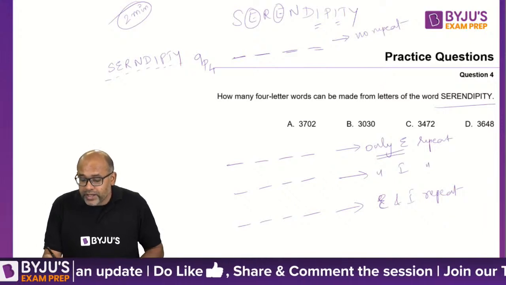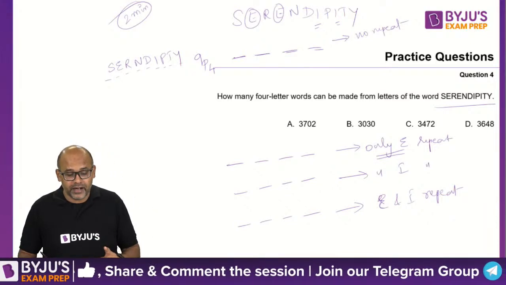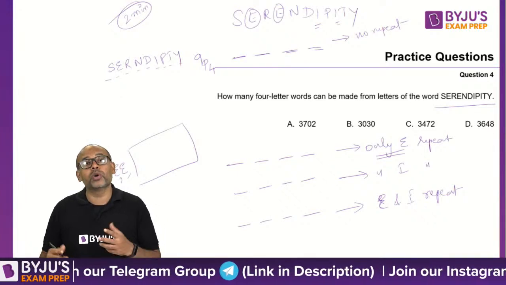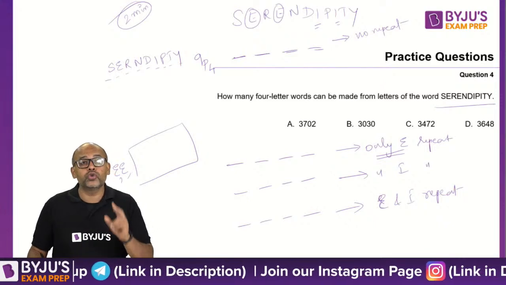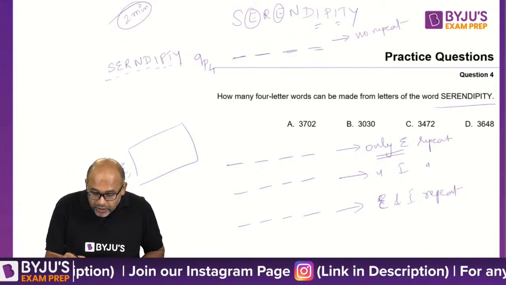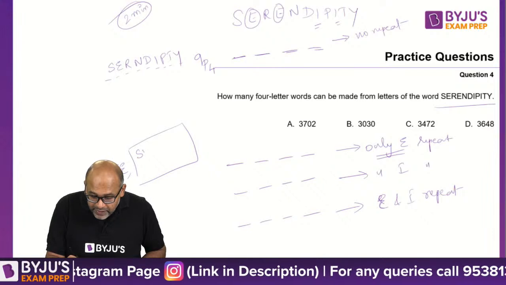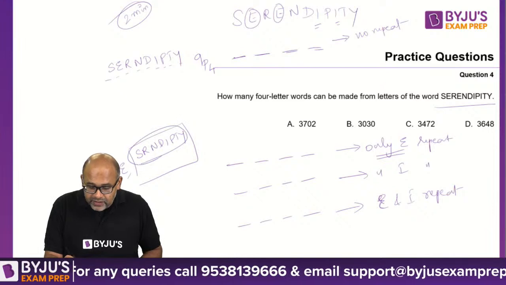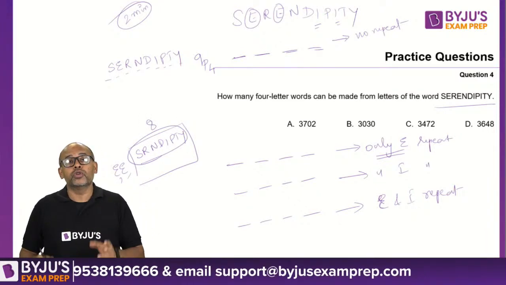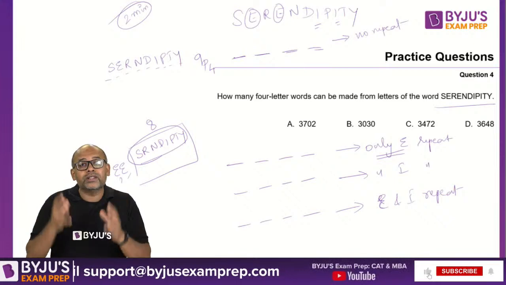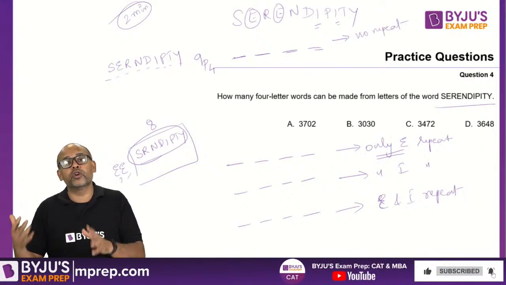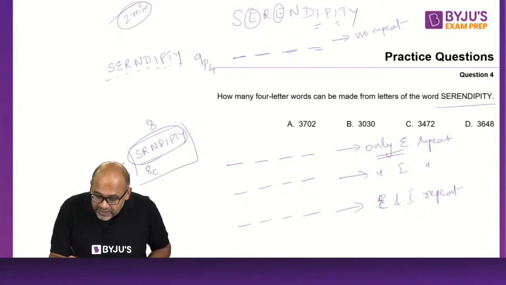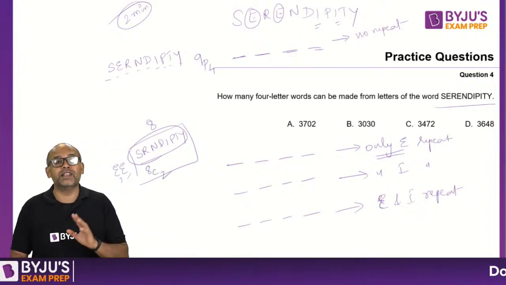Second part, only E is repeated. If E is repeated, we already have 2 E's, right? Now, the remaining 2, because total are 4, I have to choose 2 out of 8, since E is gone. So what do I have? I have S, R, N, D, I, P, T, Y. Out of these 8, I have to choose 2, so I will get my group of 4. Now once I get a group of 4, 4 letters in 4 spaces with E repeating, how many ways can I do that? So first let me choose 2, 8C2. I am choosing 2 letters which is 8C2.